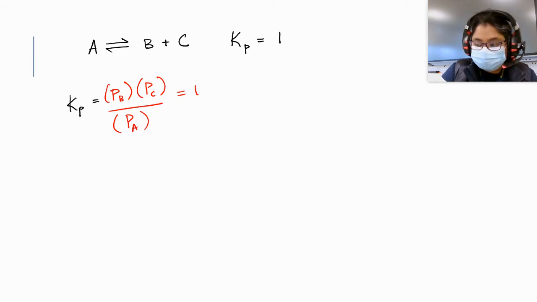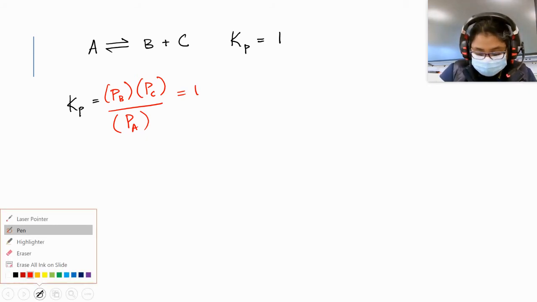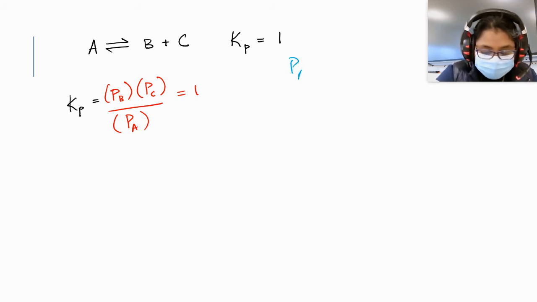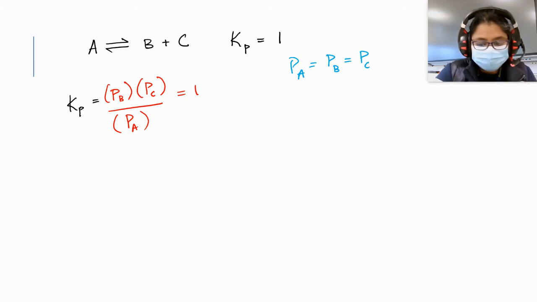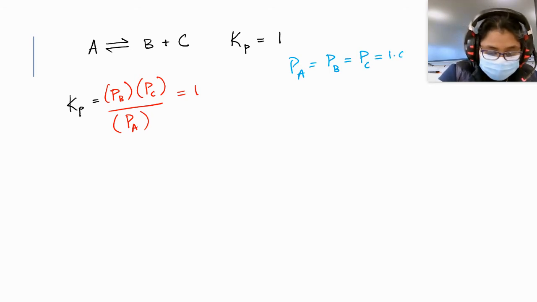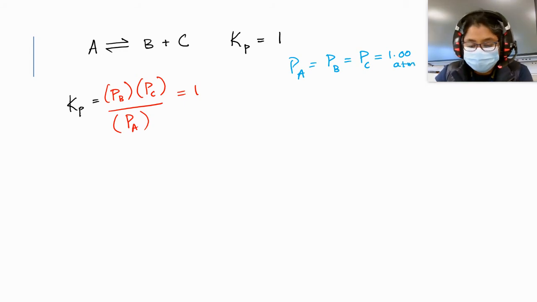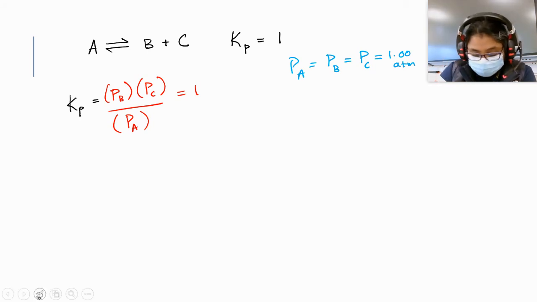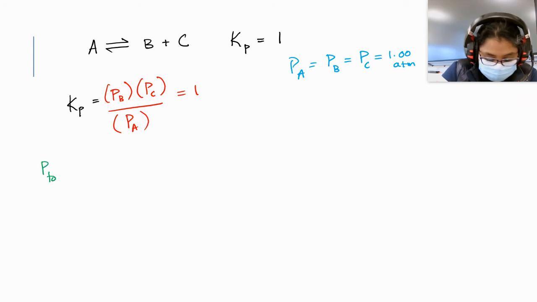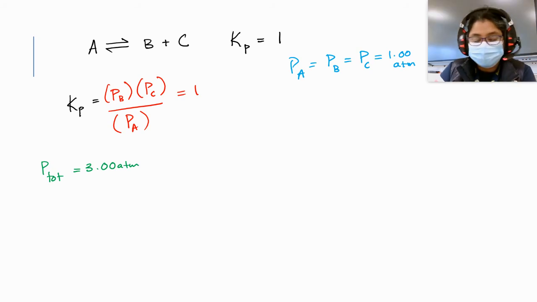If that's the case, I'm going to say the partial pressures of each thing. Partial pressure of A is equal to partial pressure of B, which is equal to partial pressure of C, and I'm going to say all of this is 1 atm. Okay, that'll give us a Kp of 1. Now, if all of the partial pressures are equal, that means you have 1 atm from B, 1 atm from C, 1 atm from A. That's going to give us a total pressure, so your P total is going to be equal to 3 atm because each atm is coming from each of the gases.